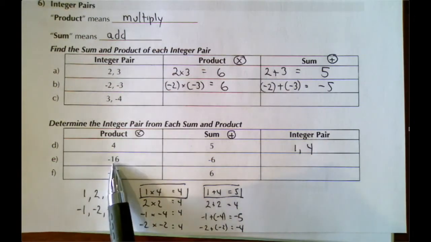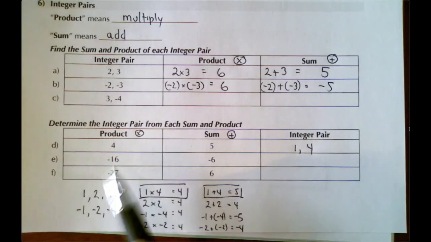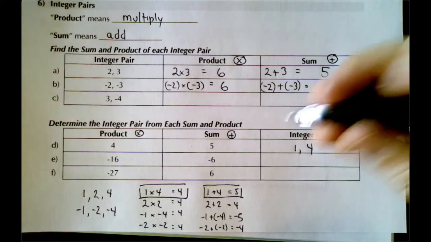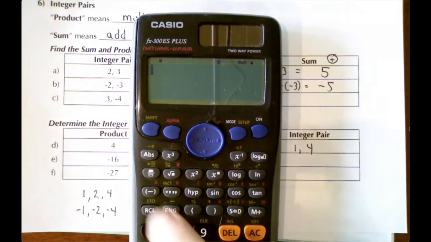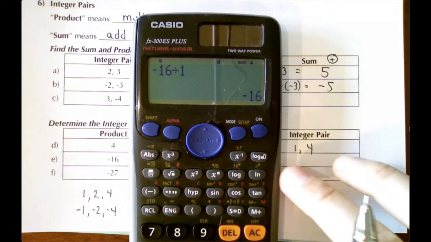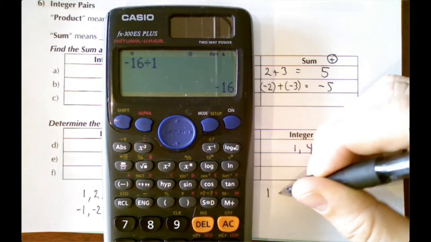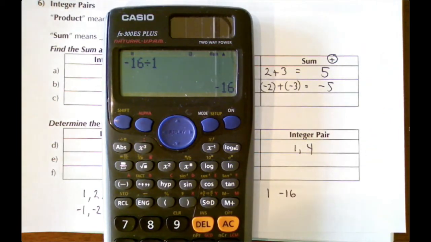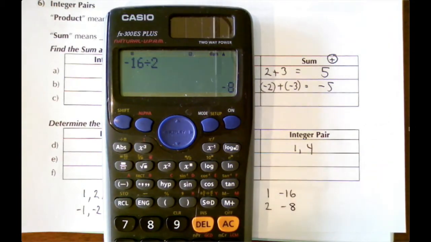We've got negative 16 for a product and negative 6 for a sum. So we need numbers that multiply to negative 16. Well, let's think. We're going to come up with some pairs. I'm going to use my calculator. I'm going to start with negative 16, and I'm going to start dividing it by numbers I think might be factors. Let's start with 1. Negative 16 divided by 1 is negative 16. So a pair that could work would be 1 and negative 16. Let's try another one. Let's divide by 2. 2 and negative 8 is another pair.